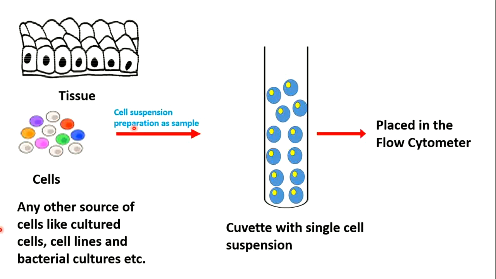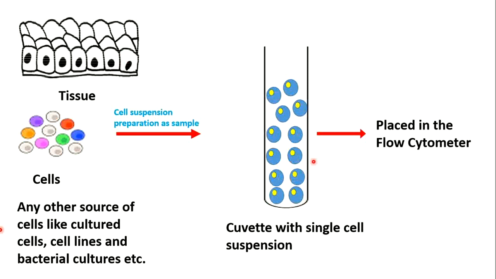That cell suspension can come directly from cultured cells, from commercially available cell lines, even from bacterial cultures, right? Or it can come from tissue. So we can take whole tissue, grind it, treat it with some enzymes, and then we get a single cell suspension. This suspension you put in a cuvette or in a tube, right? So you have either tissue or directly single cells.